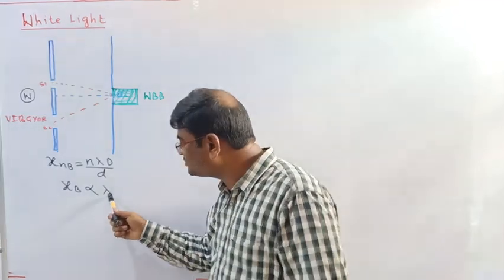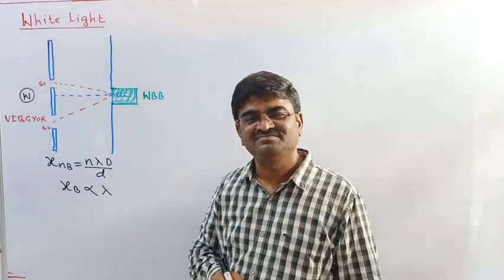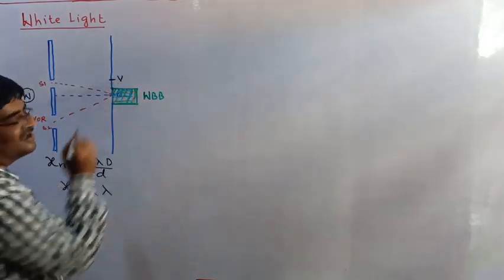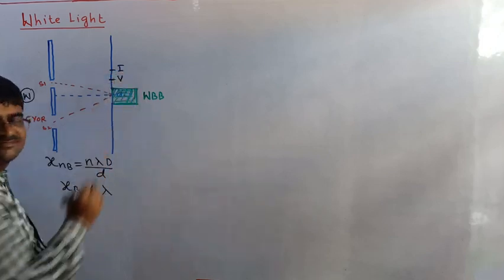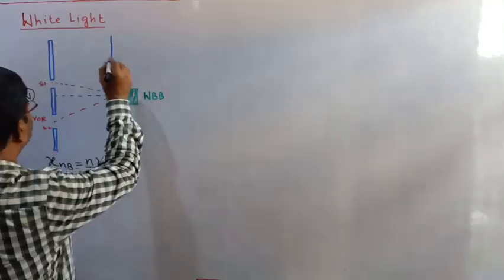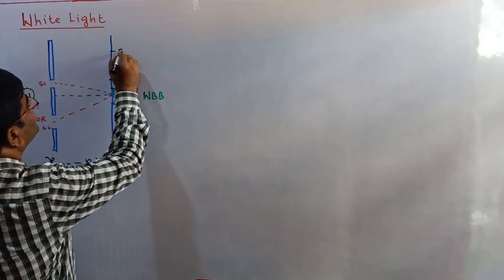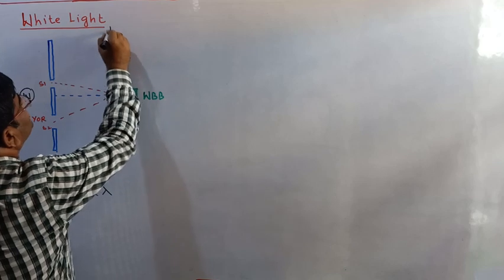So naturally, that color which is of least wavelength will be closest to the center. So soon after the central bright band, I'll be getting a violet color. Then I'll be getting an indigo band. Then a blue. Then green, yellow, orange, and red.